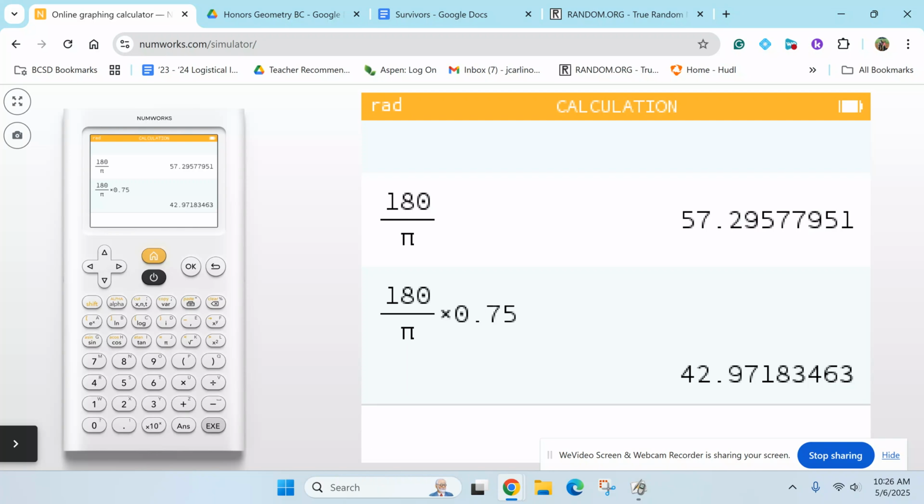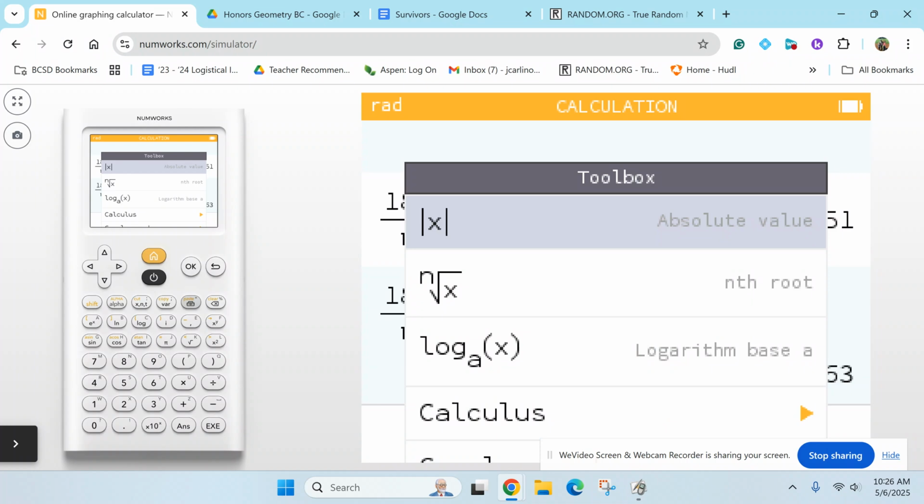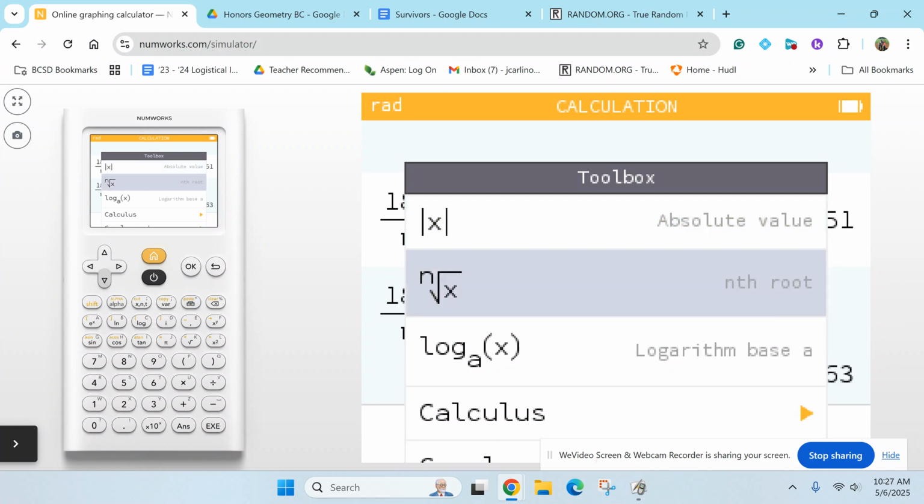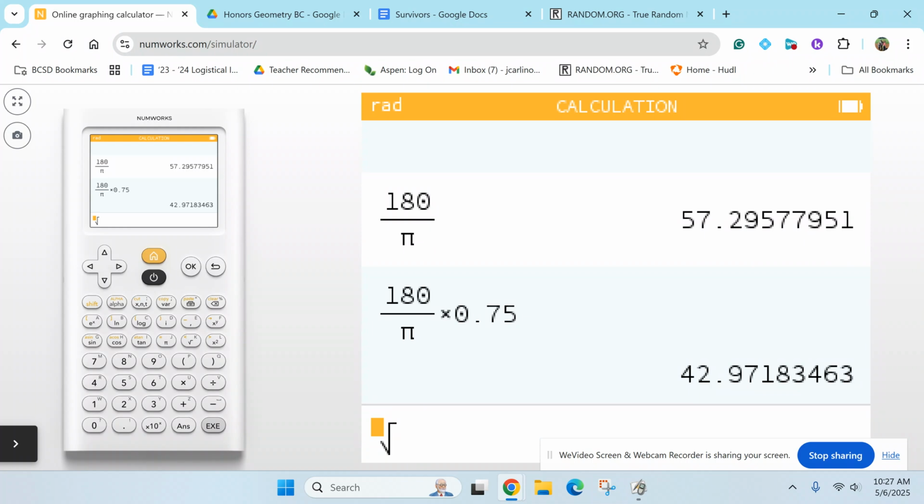No matter what we went with, everyone make sure you get 42.97183463. That's r cubed, remember? That's r cubed. I know I showed you this, might have been this unit or definitely the last unit, or during the area part of this unit anyway. If that's r cubed, we don't take the square root, we take the cube root of both sides. To get to the cube root, you go to your toolbox, and it should be the second option on your toolbox. And then you can make sure you tell the calculator you're taking the cube root.